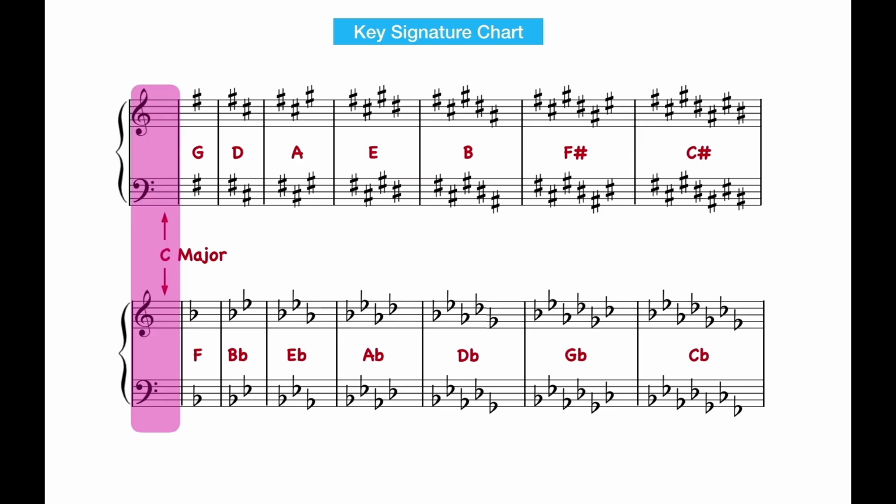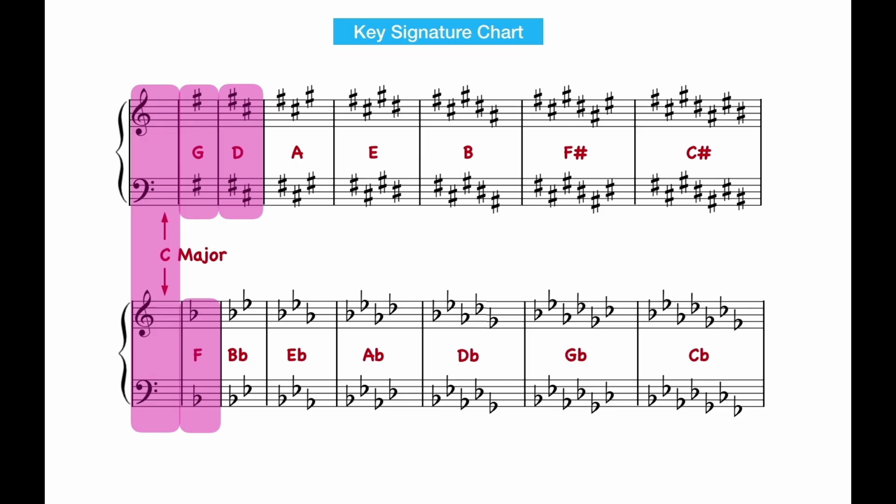So the C major, which you've learned, has no sharps and no flats in it. So the key signature is just clear. You've learnt the G major, that has an F sharp in it. You've learnt the D major, that has an F sharp and a C sharp in it. And you've learnt the F major, which has a B flat. And as you go up the scales, you will learn all the other key signatures as well.